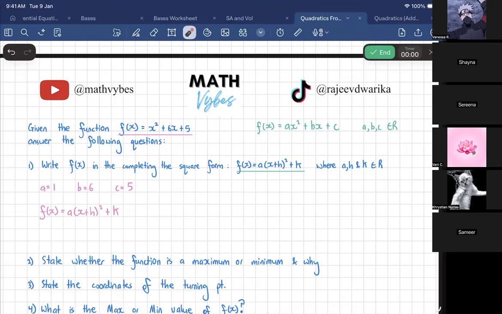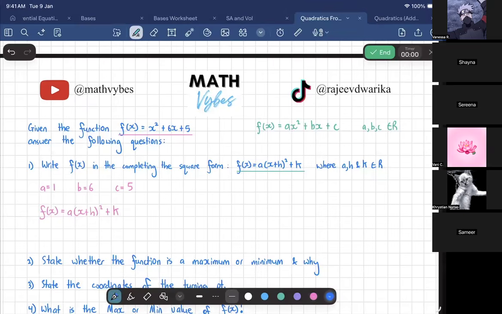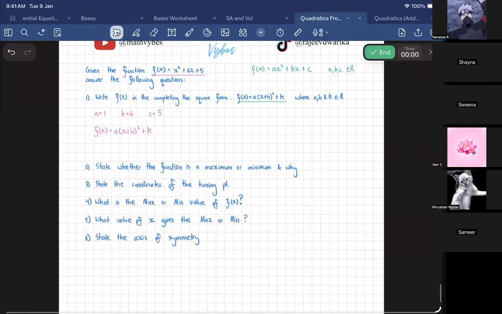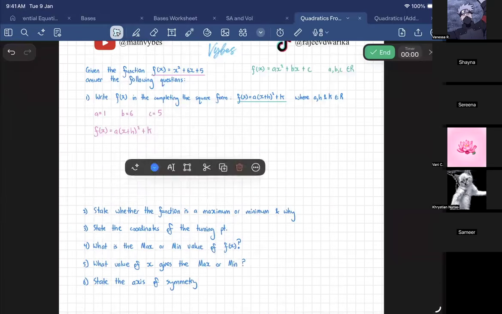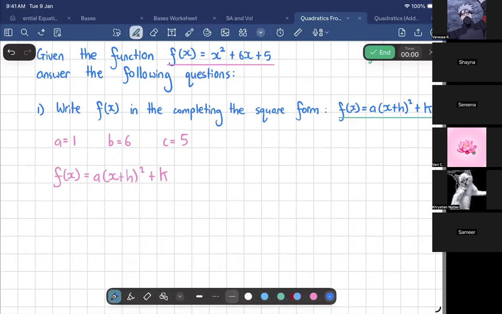Christian, do you remember our formula for H and K? Yes, sir. The formula for H is negative B over 2A, and the formula for K is 4AC minus B squared over 4A. You might remember the other one more: C minus B squared over 4A. You copied both of them? Yes, sir.